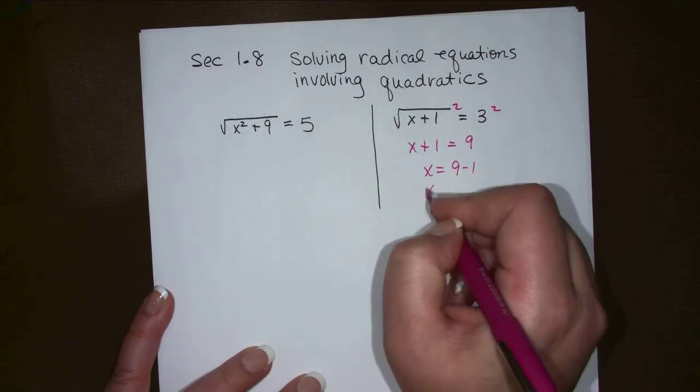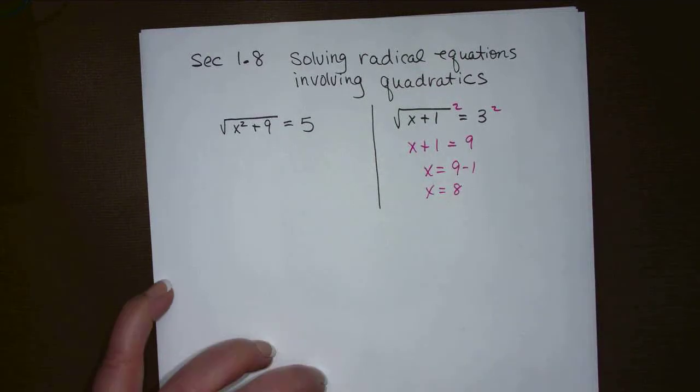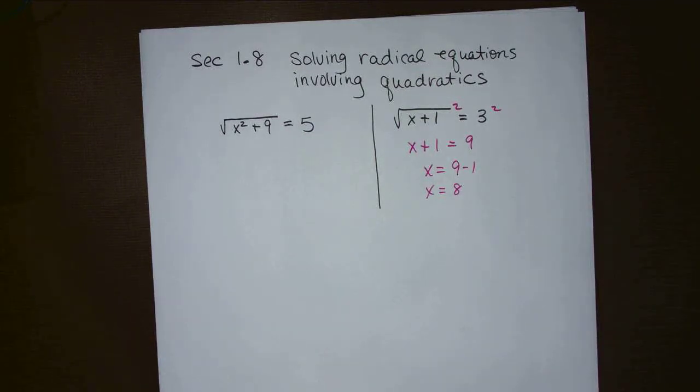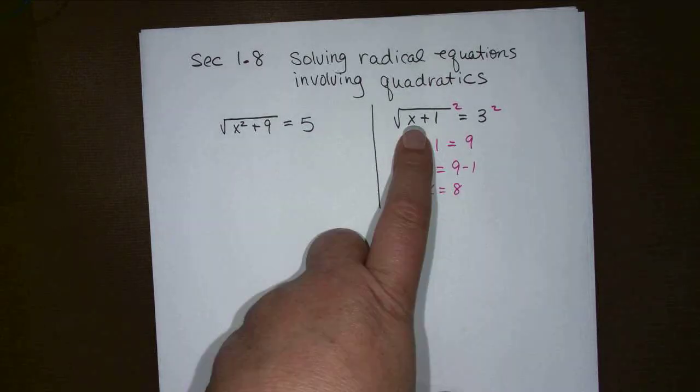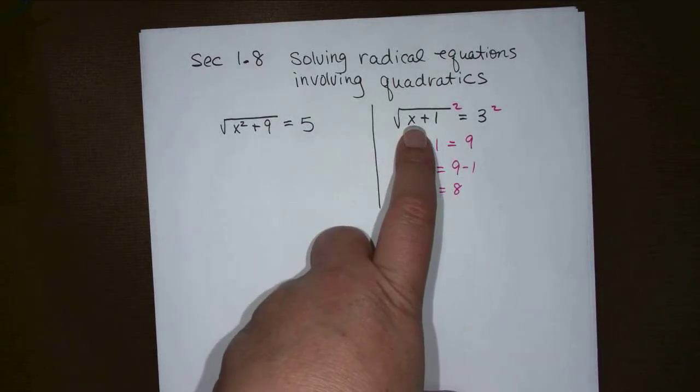Now, what was the special thing about radicals? You always have to check, and we're checking that if you plug it in, that it doesn't give you a negative under the square root. 0 is okay, but not a negative. So plugging in 8, does that give us a negative under the root? No, so it's okay. So this would be your solution.